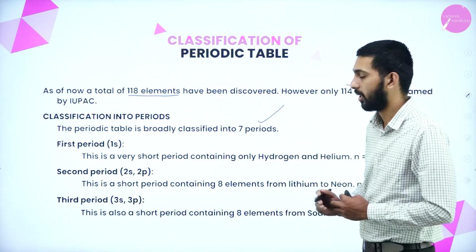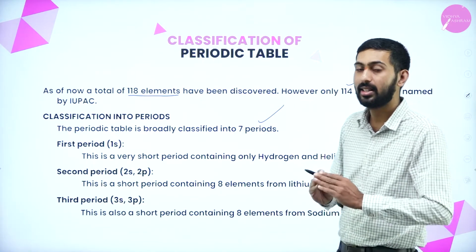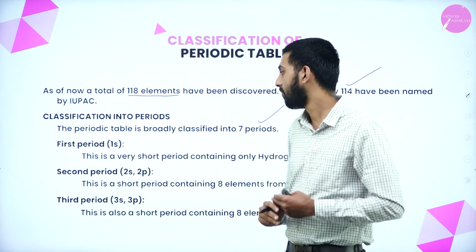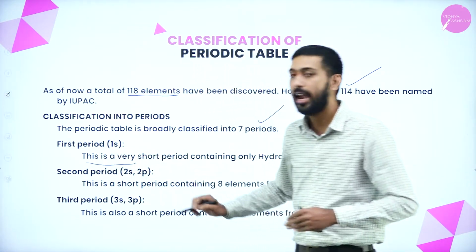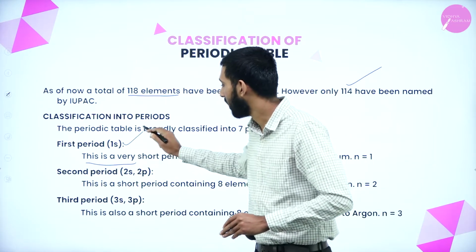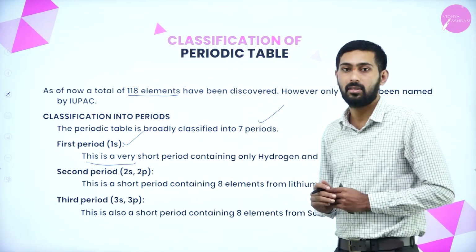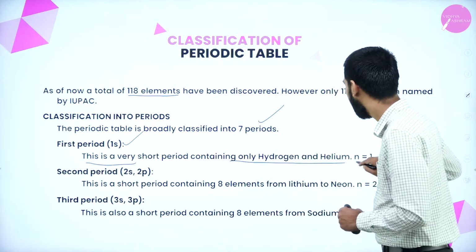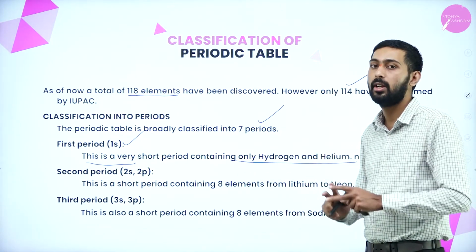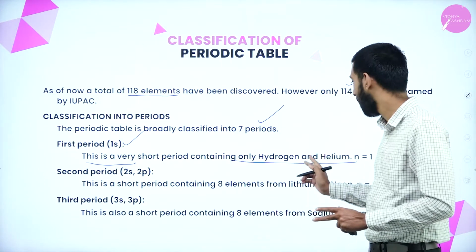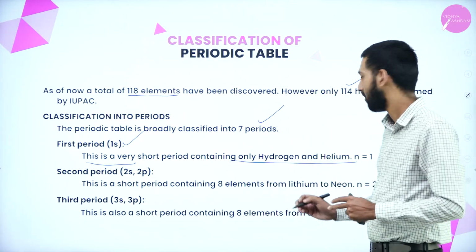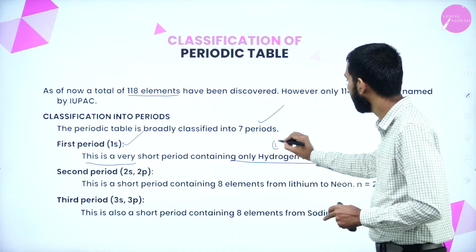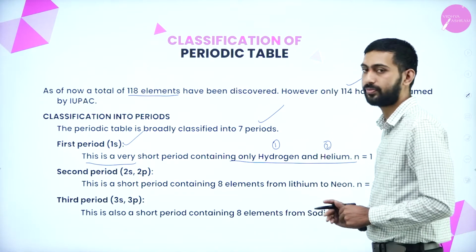The first period is a very short period and it is nearer to the nucleus. Which orbital will be there? The 1s orbital will be there in the first period. So it is a very short period containing only hydrogen and helium. Only 2 elements will be there in the first period. Hydrogen's atomic number is 1, helium's atomic number is 2.